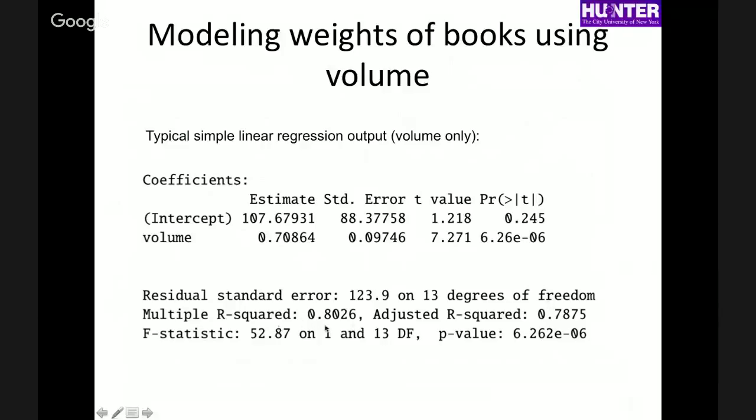Here's our multiple R squared, 0.80, as I promised, and something called an adjusted R squared, which we're going to get to later in this class. Degrees of freedom, that was the 15 books minus the two things that we fit to it, the intercept and the slope.